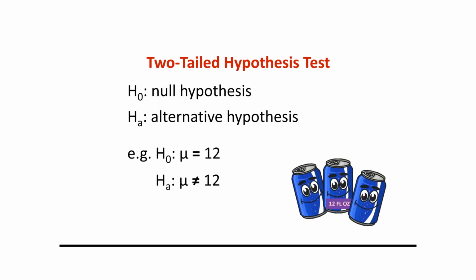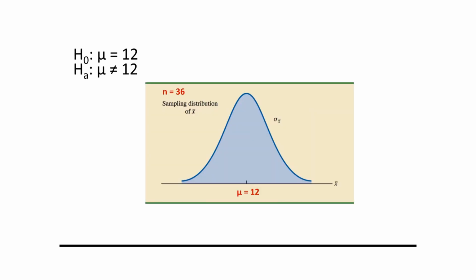Reframing our soft drink can problem into a two-tail hypothesis test. So we set our null hypothesis as mu equals 12 fluid ounces to indicate that the production process is operating correctly. The alternative hypothesis challenges that, so mu is not equal to 12, indicating either overfilling or underfilling. A sample of 36 cans is selected.